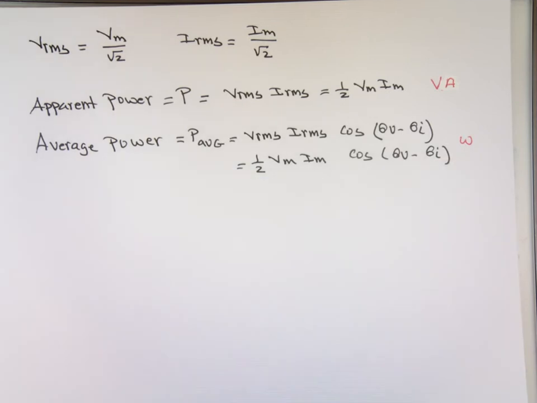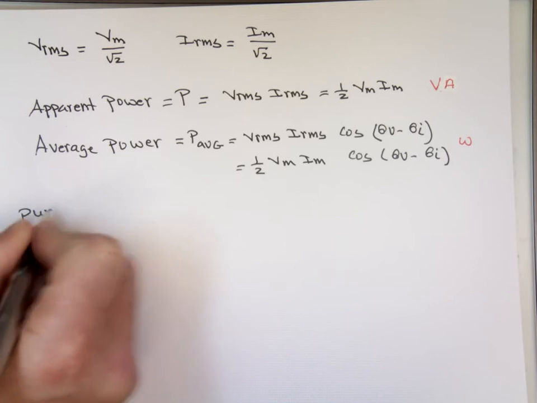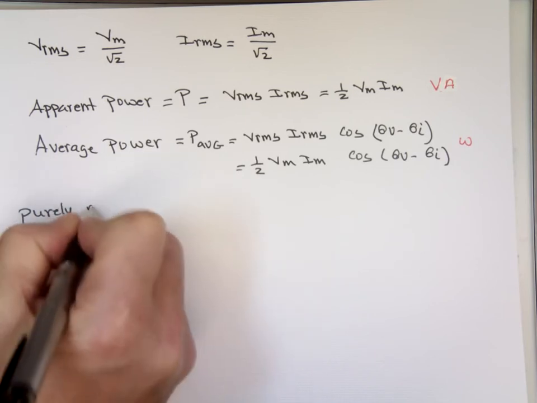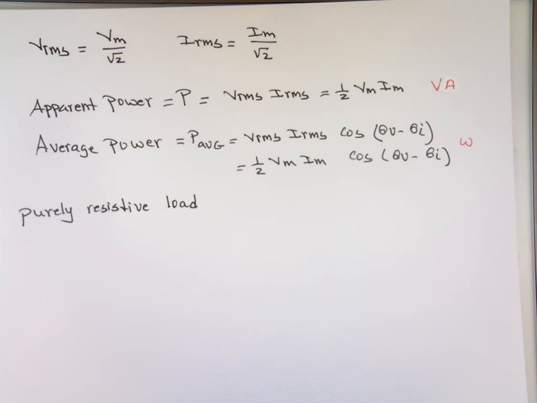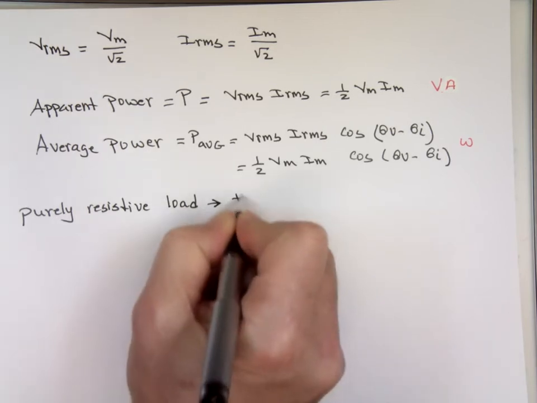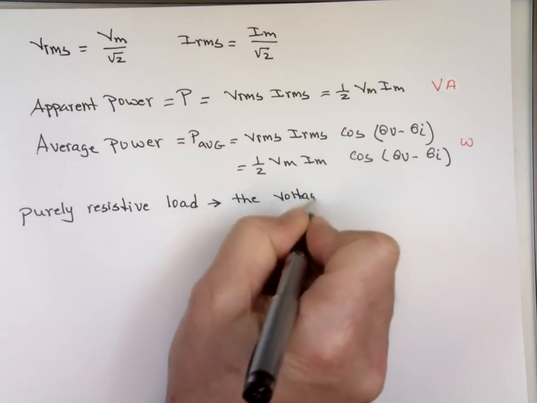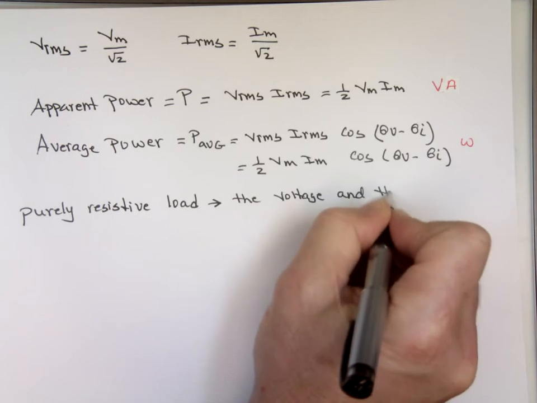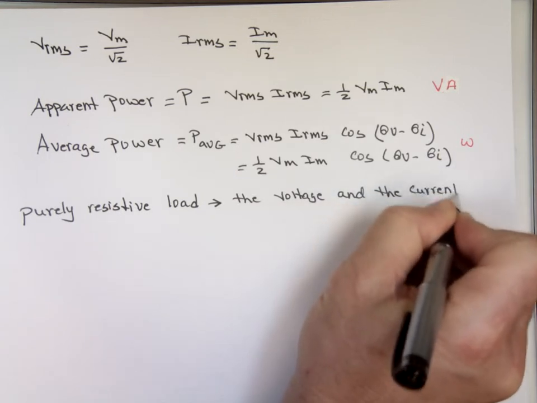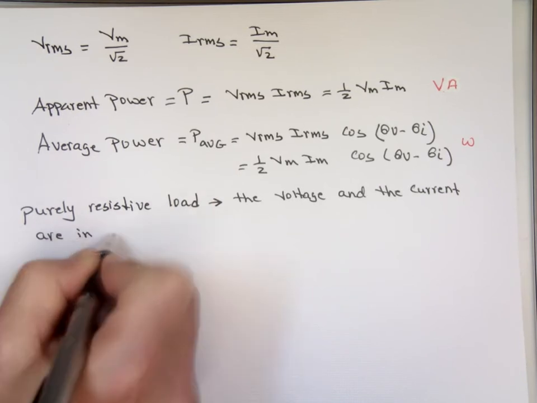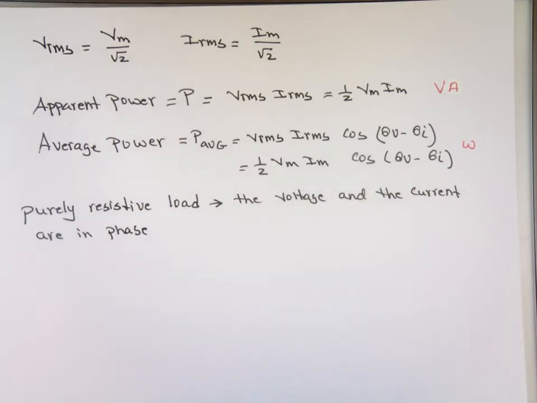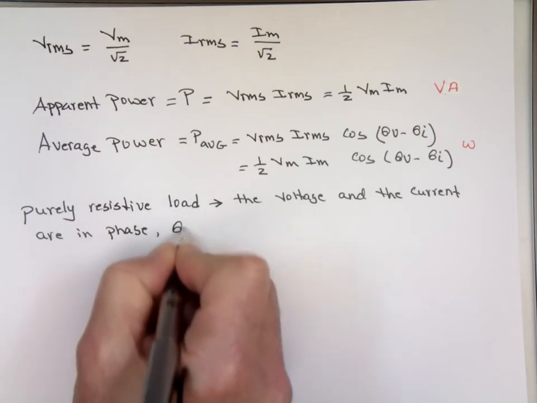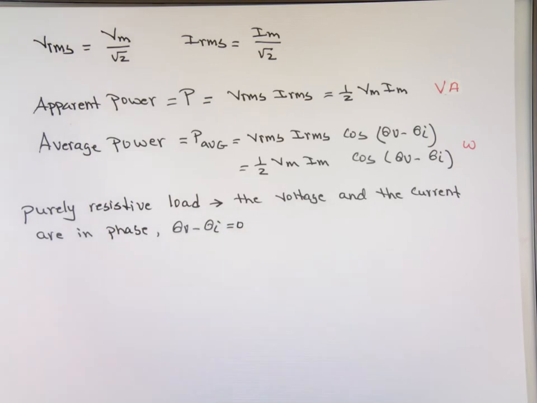Now again, as I said before, if you have a purely resistive load, that's what you like to have. Then what will happen here? The voltage and the current will be what? In phase. There's no shift. That means theta V equals theta I. So if you subtract theta V minus theta I, it is going to be zero. That's what in phase means.